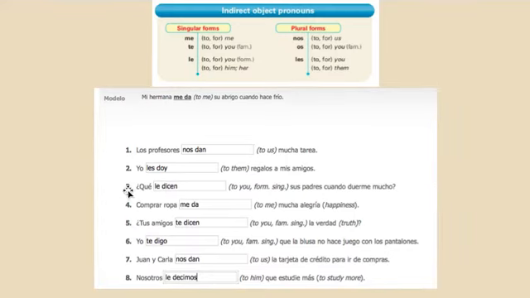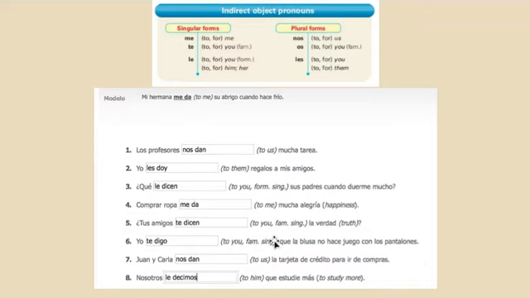Comprar ropa me da mucha alegría. Buying clothing gives me lots of happiness. ¿No? ¿Tus amigos te dicen la verdad? Do your friends tell you the truth? ¿Tus amigos te dicen la verdad? Yo te digo que la blusa no hace juego con los pantalones. I tell you that the blouse doesn't go with those pants.